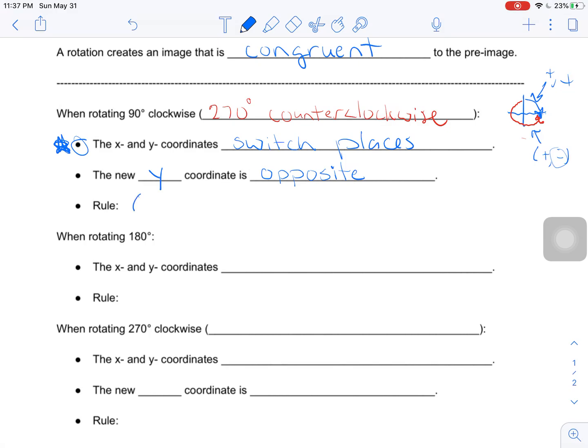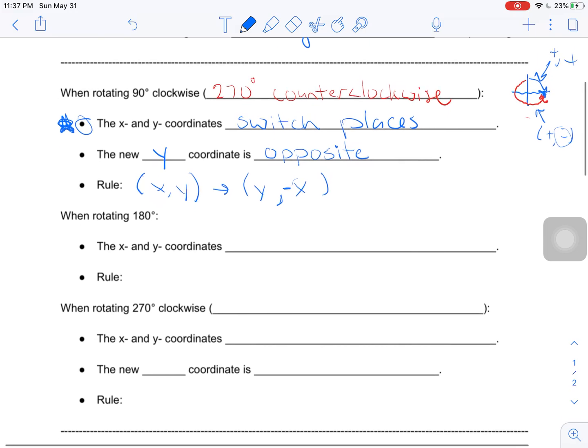So if we wanted to turn that into a rule, we can say, take your original coordinates. The X and the Y trade places, so the Y is now the X, and the X is now the Y. And the new Y, the second number, which used to be your X, becomes opposite. So (Y, negative X) would be your new coordinates.